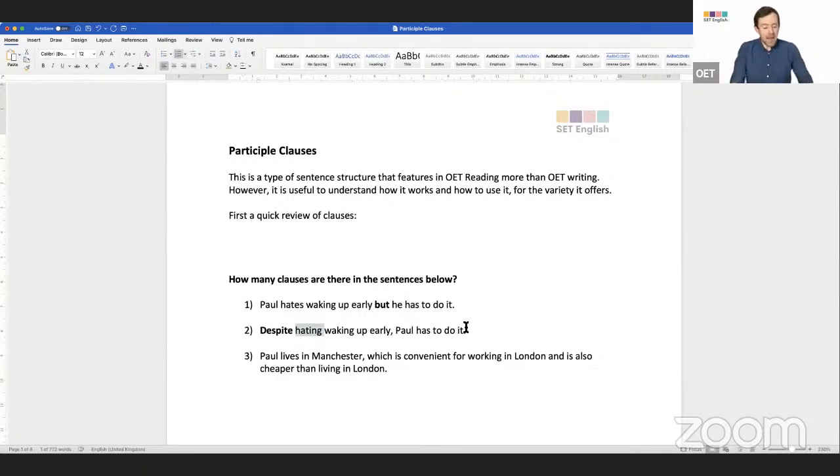Brilliant. So every time we choose to add something to the sentence, we've got to respect the grammar. So you can't just put despite in here. You can put but there, and you can't put but here in this sentence.